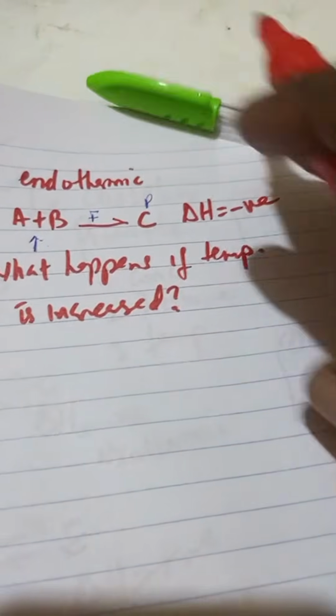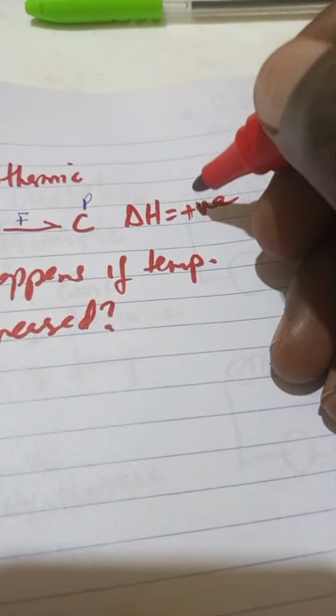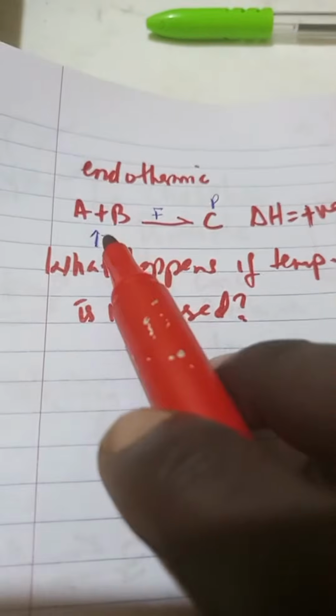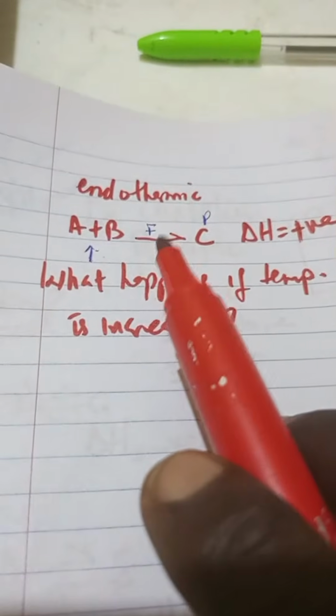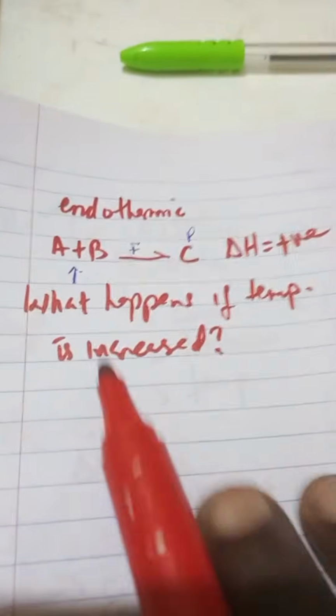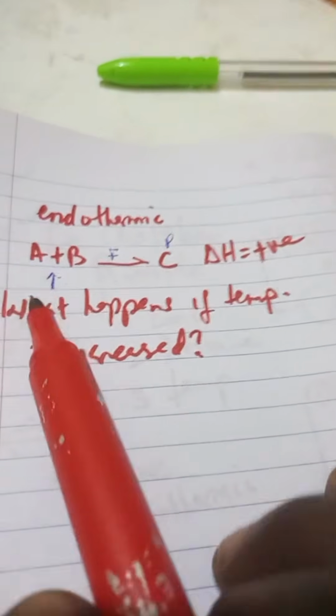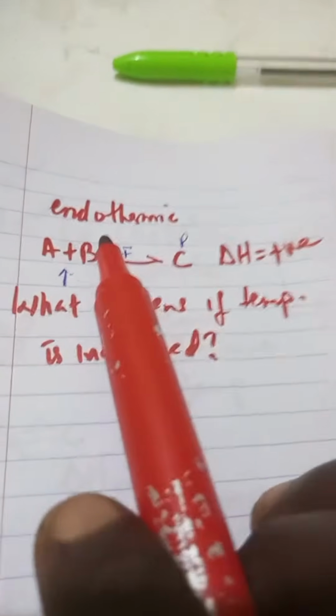So if you increase the temperature, let me make this one endothermic. Sorry, I made a mistake here. This is endothermic, not exothermic. If I put heat into the system, an endothermic reaction needs heat. You must put in heat for it to work. So then I put in more heat. Because the heat I'm putting in is too much, I'm disturbing the system. It's already in equilibrium.